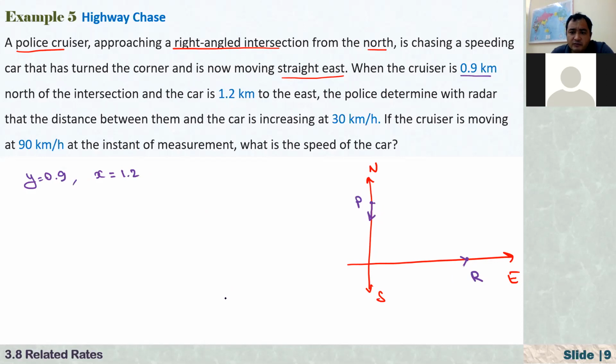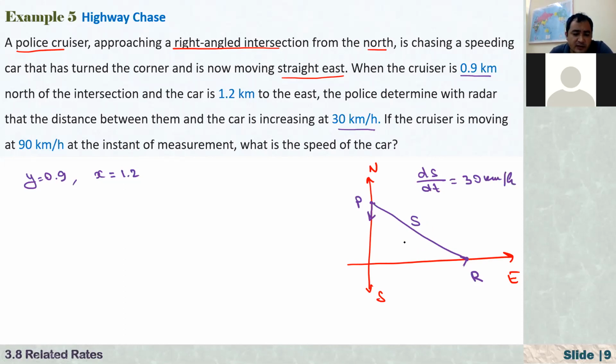And the police determined with radar that the distance between them. What is the distance between them? The distance is the shortest distance. We are talking about this distance. Let's say the distance is S. The distance between them and the car is increasing at 30 kilometers per hour. So at this instant, what is ds/dt? ds/dt is equal to 30 kilometers per hour.